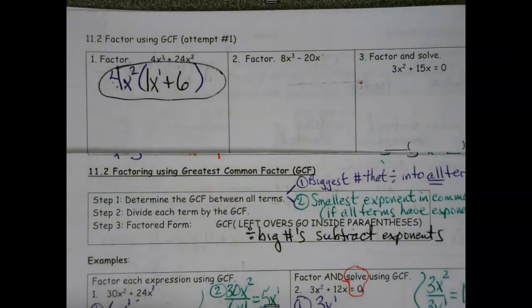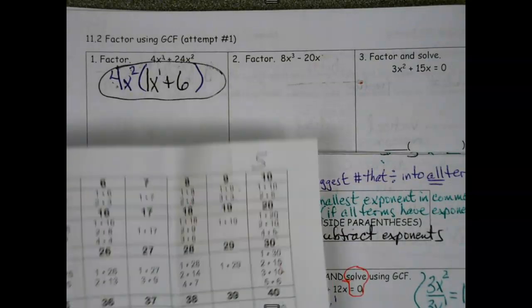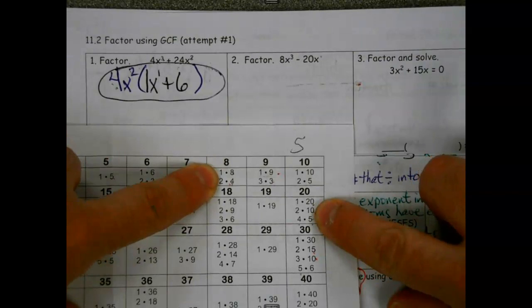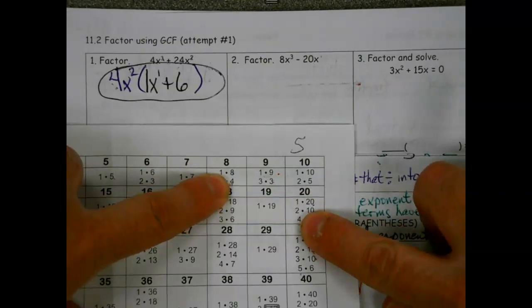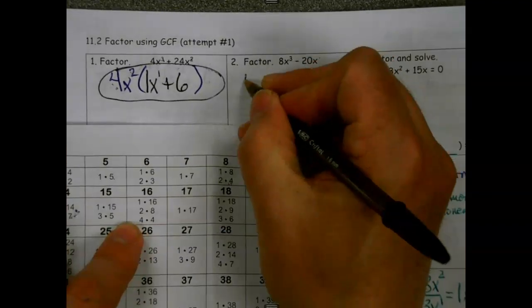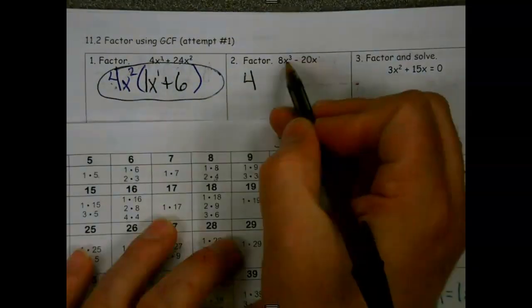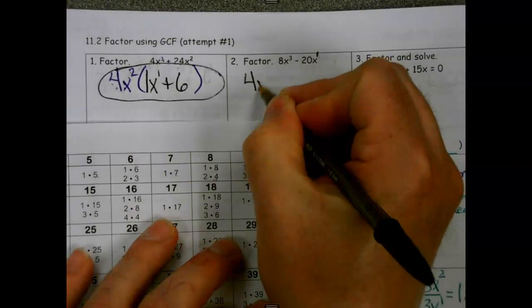And so we're just going to continue with that process. I look at my 8 and my 20 box. What's the biggest number in both boxes? 4. No, as long as you show me your answer, I'm okay. They do both have x's, so we'll do that.